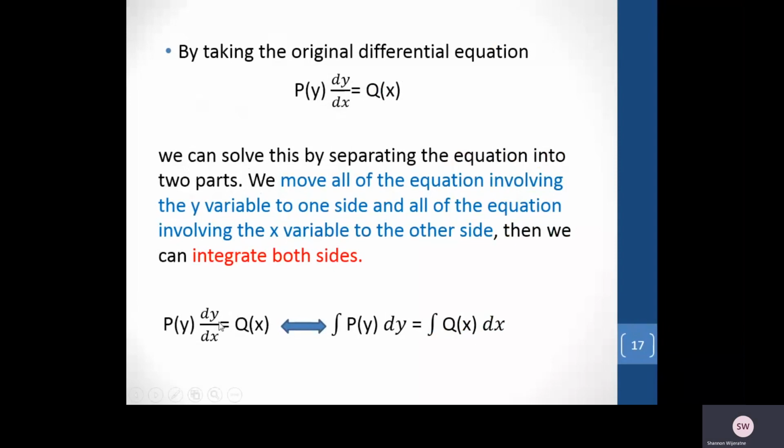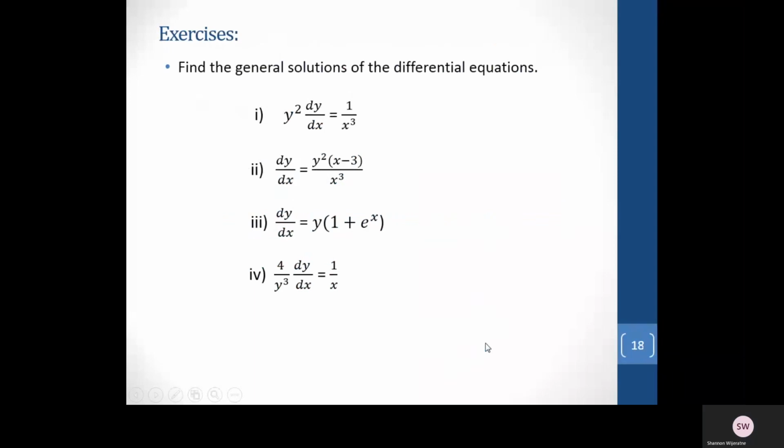This is the general form of a separable differential equation. We integrate the left hand side with respect to y, because py means terms involving y, so we integrate only with respect to y. On the other side, we have x terms, so we integrate with respect to x. We have given an exercise to find the solution. All these differential equations are separable differential equations.